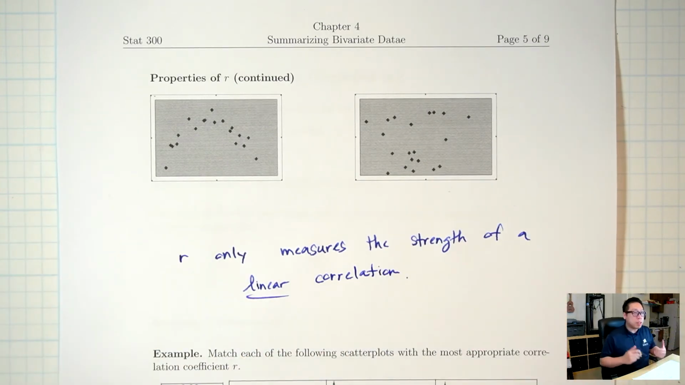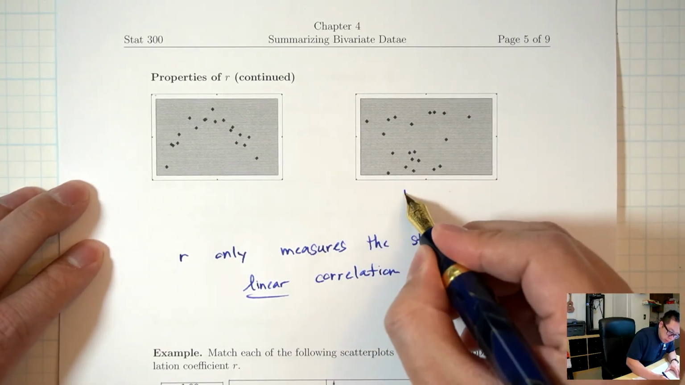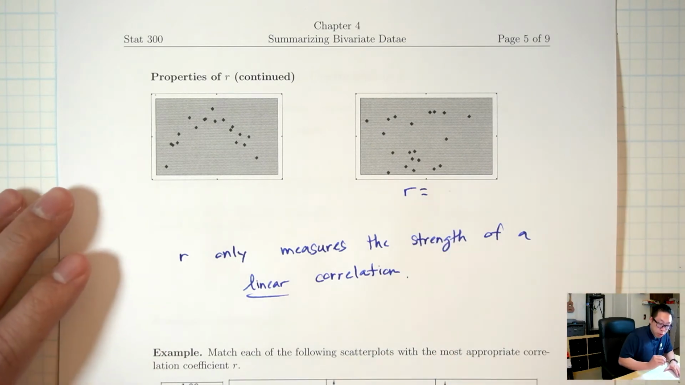In other words, it only tells you how close to a line your data looks. So here, in this picture, the data looks like it doesn't follow a pattern at all, right? It looks nothing like a line. Here, R would be 0.